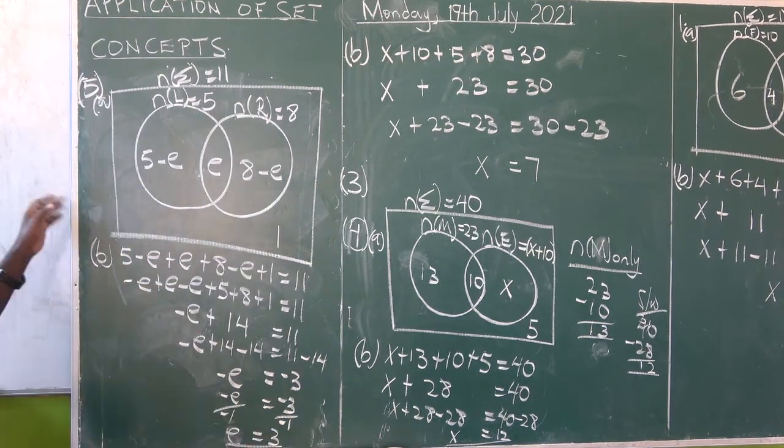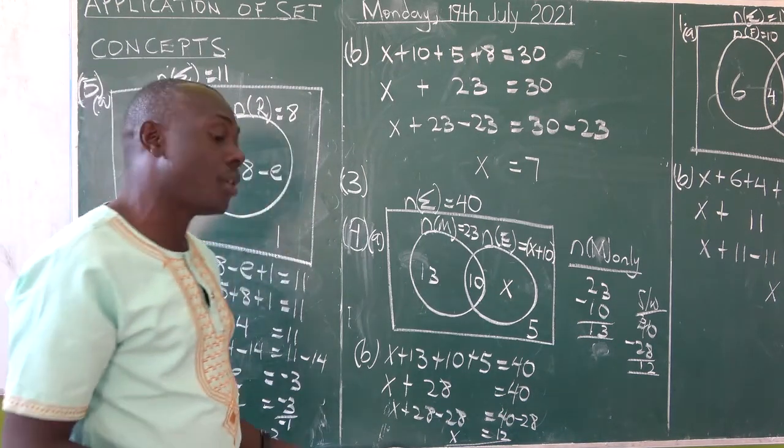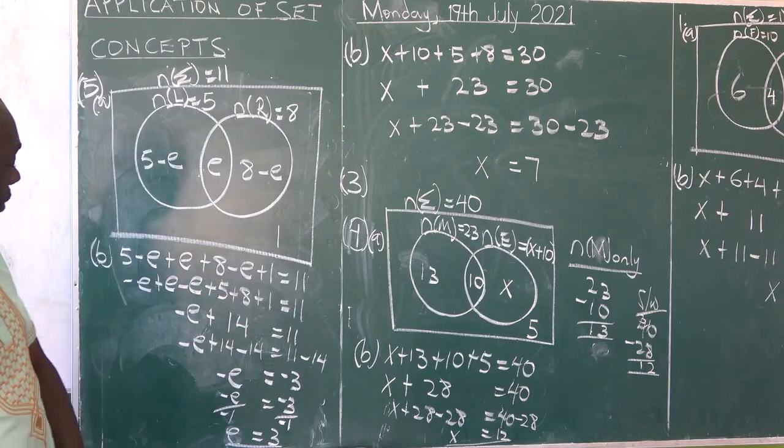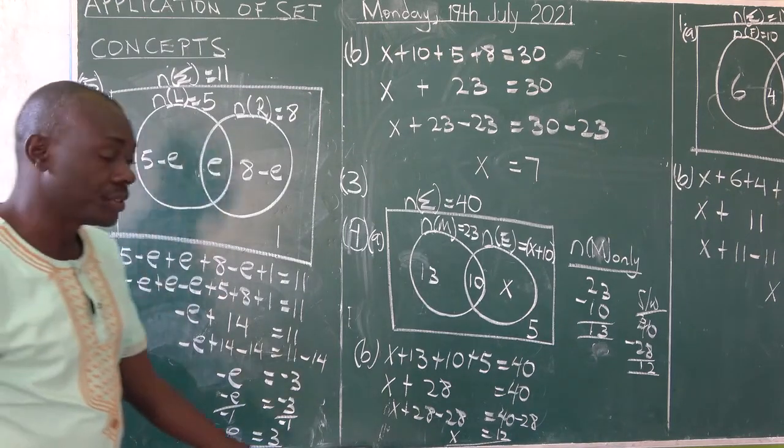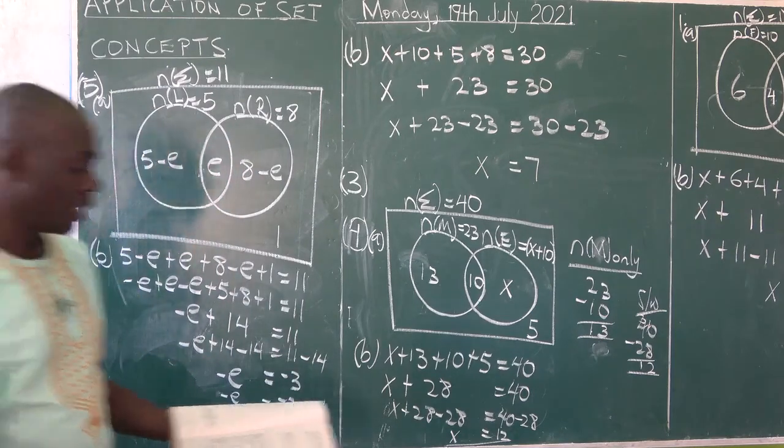And that's all. That's how we fill in, represent, or show the Venn diagram and then later find the unknown. So when you're asked to, please do the needful about that.